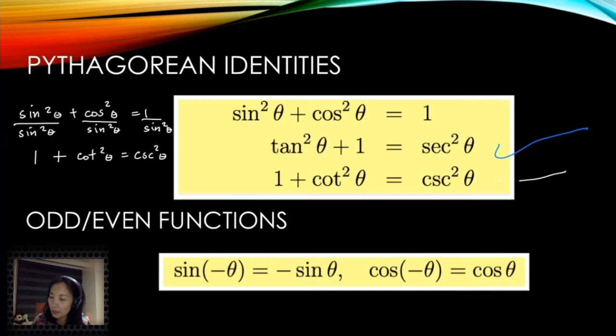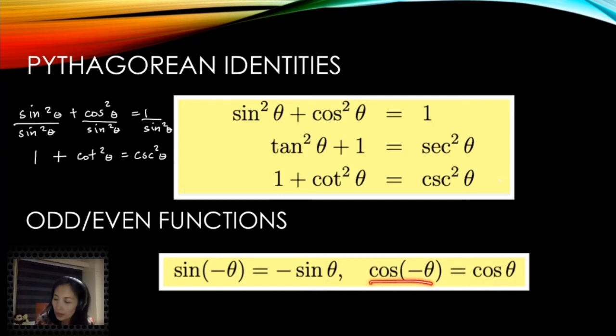Now we move on to the next. We have the odd and even functions. Sine of negative theta, sine of a negative angle, is equal to the negative of sine of the positive of that angle. And cosine of a negative angle is equal to cosine of theta.